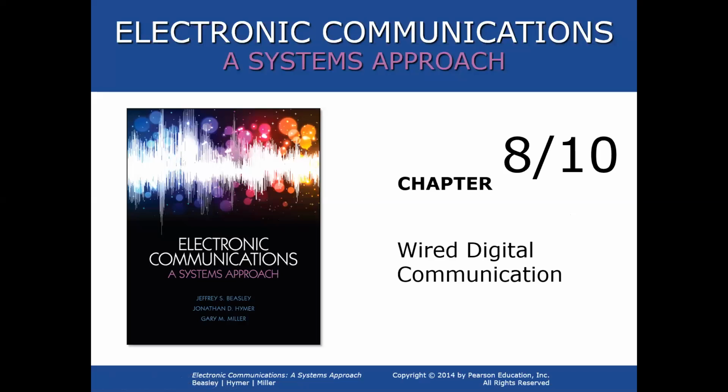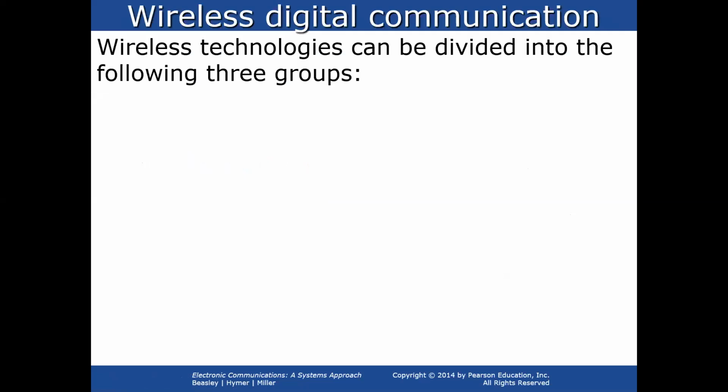In this chapter today, we will focus on the physical layer technologies used in wireless digital communications. If you are working from the electronic communications book, you're going to find that covered in chapter 8. If you're using the modern electronic communication, you're going to find the topic covered in chapter 10. So we said that we're going to be talking about wireless digital communication.